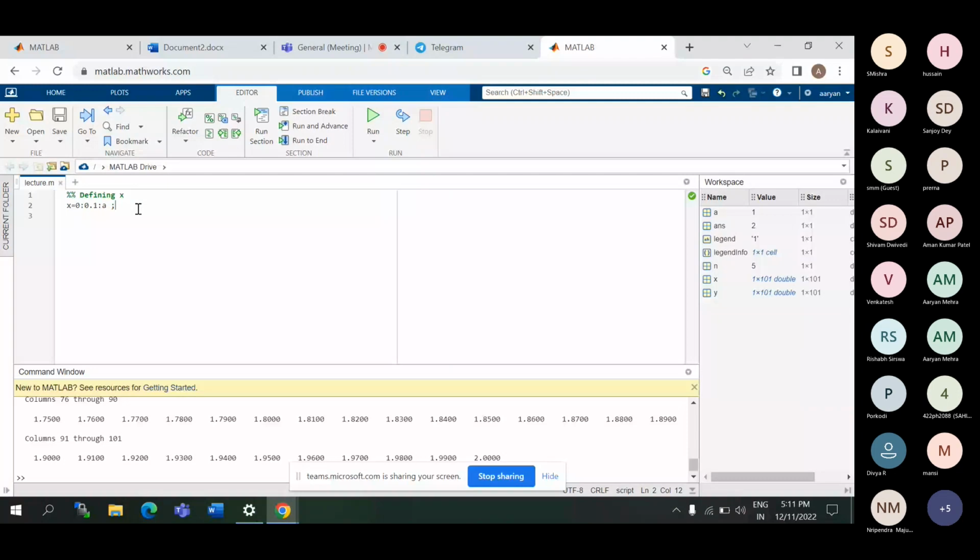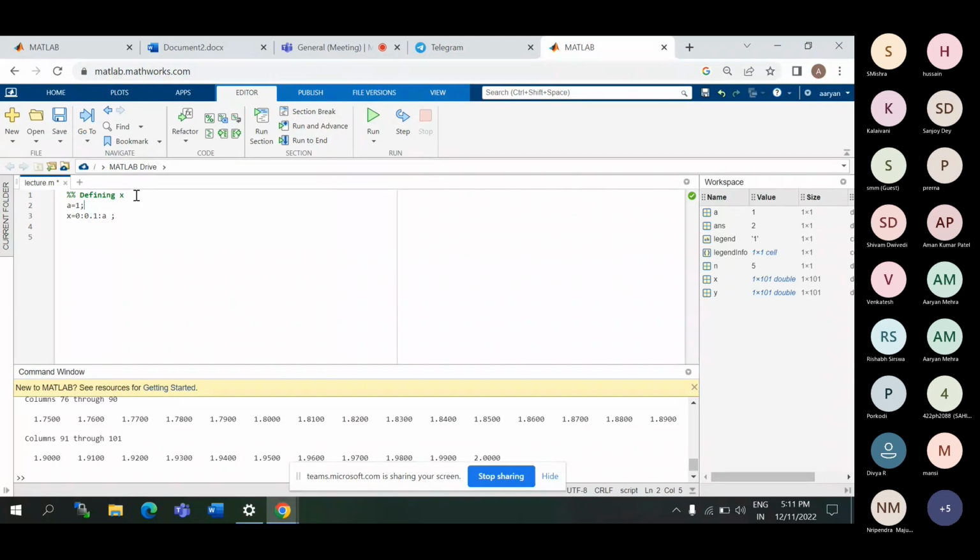But now MATLAB does not know what a is. You have to define what a is. You know what a is, but MATLAB does not know. So let's define a as 1. Again, I will put a semicolon at the end because I just want MATLAB to know that a is 1. I don't want MATLAB to show me what a is.